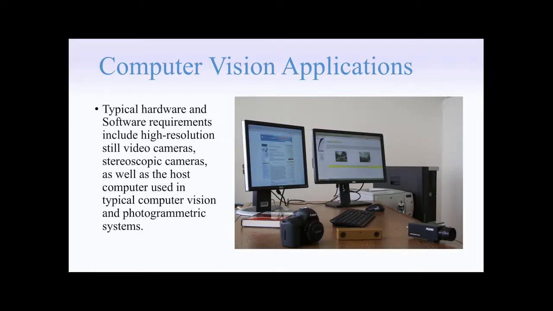Typical hardware and software requirements include high-resolution still video cameras, stereoscopic cameras, as well as the host computer used in typical computer vision and photogrammetric systems. This image shows some cameras like the Canon Mark III stereoscopic camera and a machine vision camera.